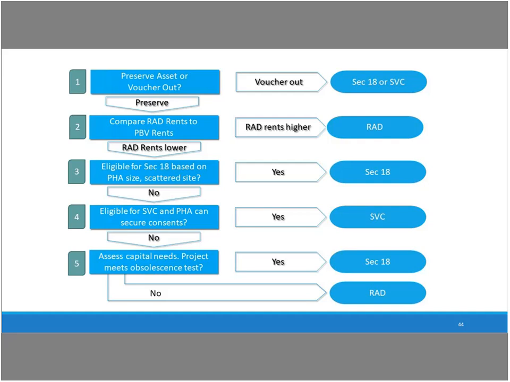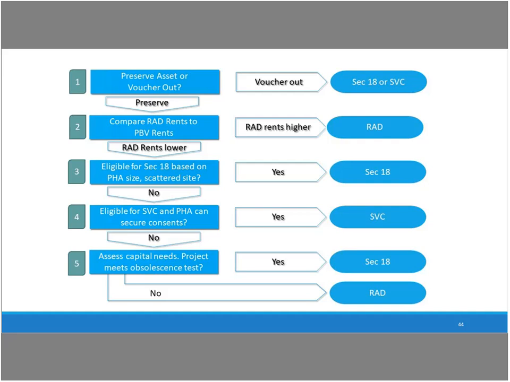So here, the next fundamental question is to compare your RAD rents to what would be your PBV rents. We're going to review some of that in the next couple of slides. But fundamentally, you want to understand which option would provide me the greatest revenue. If my RAD rents are higher, then I go RAD. If my RAD rents are lower, then I'd go to my next question, which is whether I'm eligible for Section 18.